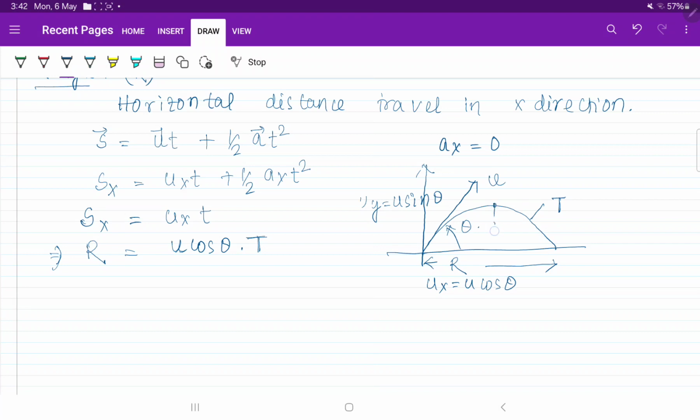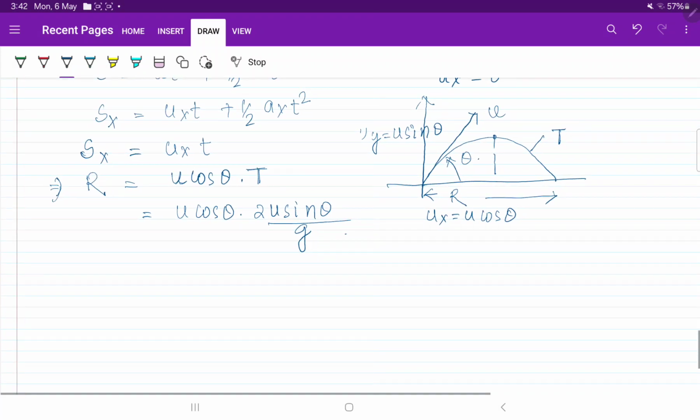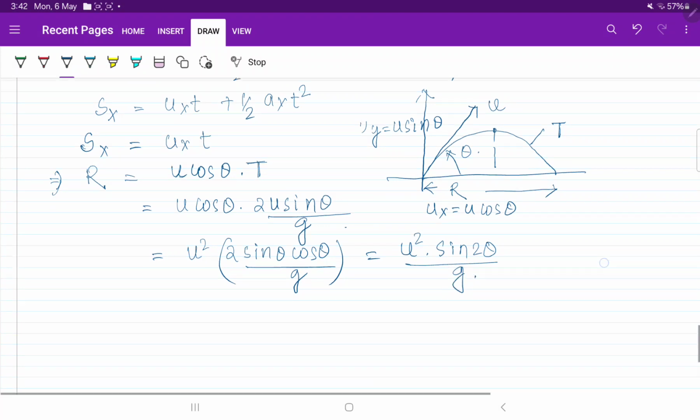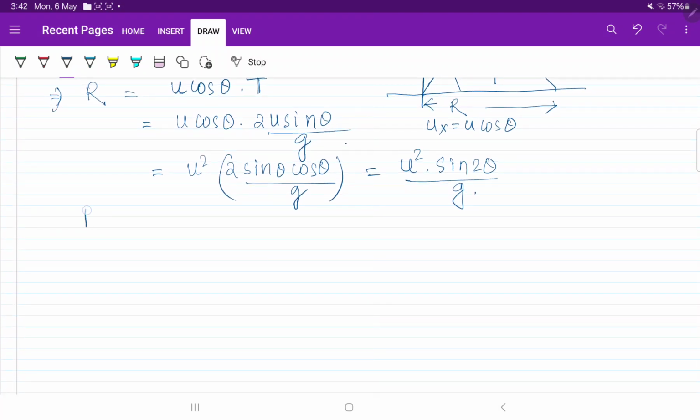Okay, previously we have derived the equation for the time of flight, that is t is equal to 2u sin theta by g. So let's solve it. u square is outside, that is 2u square sin theta cos theta by g. In trigonometry we have already studied that 2 sin theta into cos theta is known as sin 2 theta, so R is u square sin 2 theta by g. This is the expression for the range. When will the range be maximum?